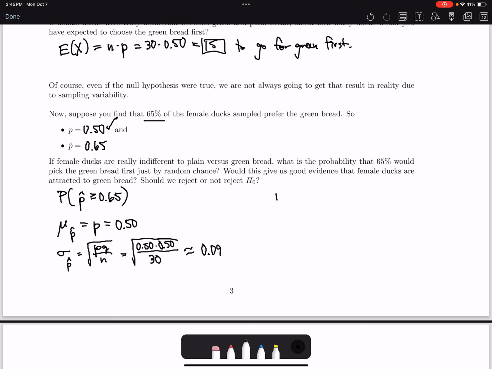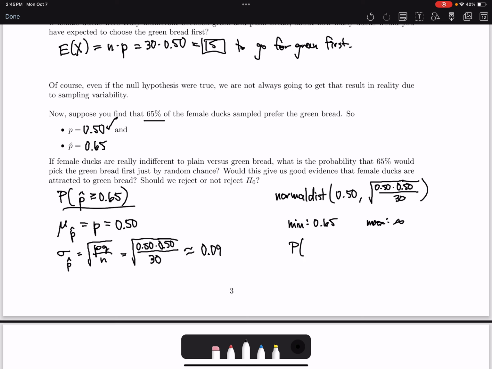Okay, so we're going to use the normal dist with a mean of 0.5 and a standard deviation of square root of 0.5 times 0.5 divided by 30. We want the probability that p hat is more than 0.65, so our minimum is going to be 0.65. And we're not going to have a maximum, we'll just put infinity, and then we can find this probability. So let's see what we get.